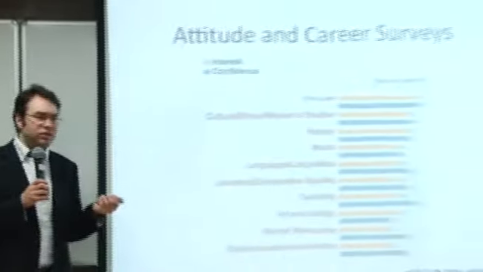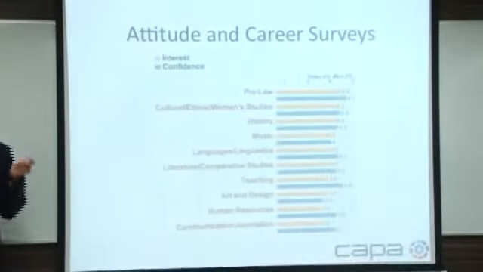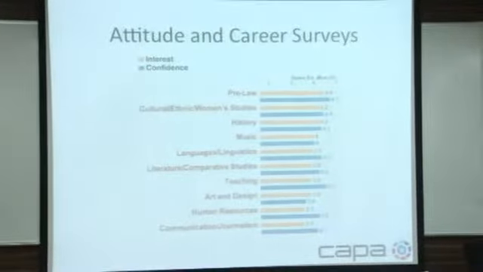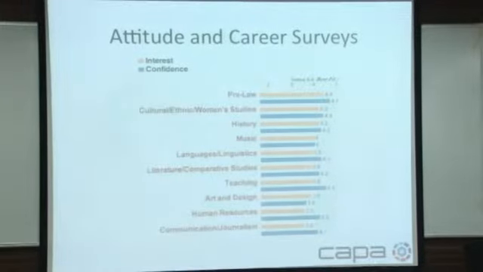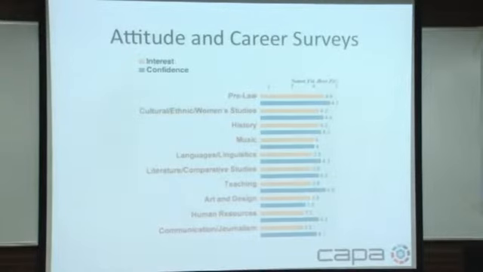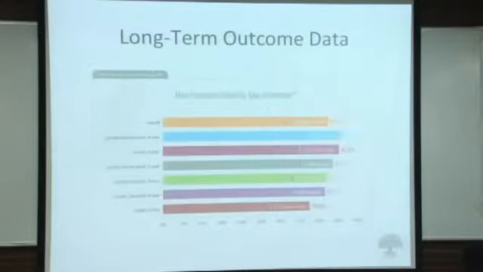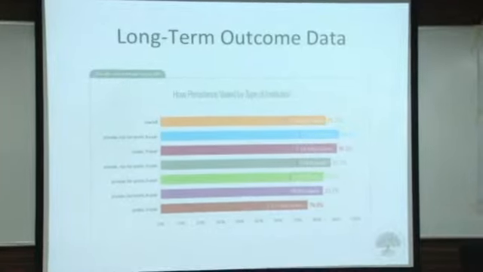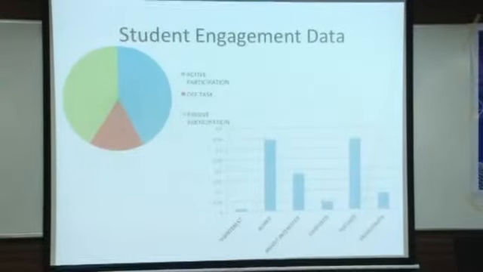Attitude and career surveys. Do folks use attitude and career surveys in India? Yeah, in America, they're very big as well. Every kid takes several of these throughout their schooling, and these systems try to predict what kind of careers you might be interested in. And long-term outcome data. So the National Student Clearinghouse in the United States actually tracks where every kid goes to college and what they major in. And student engagement data.